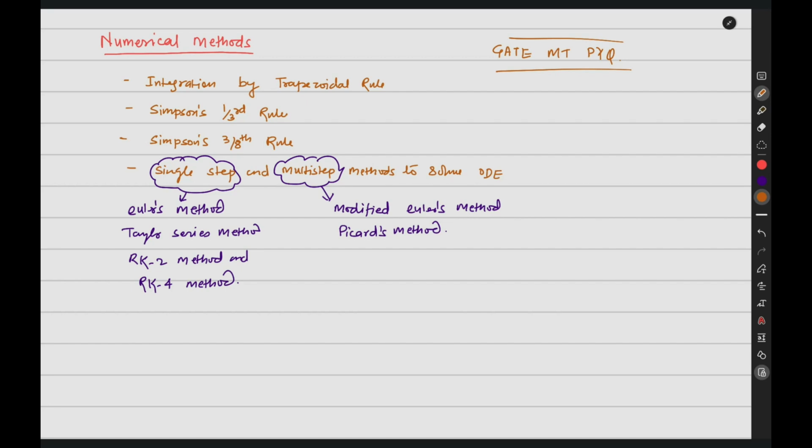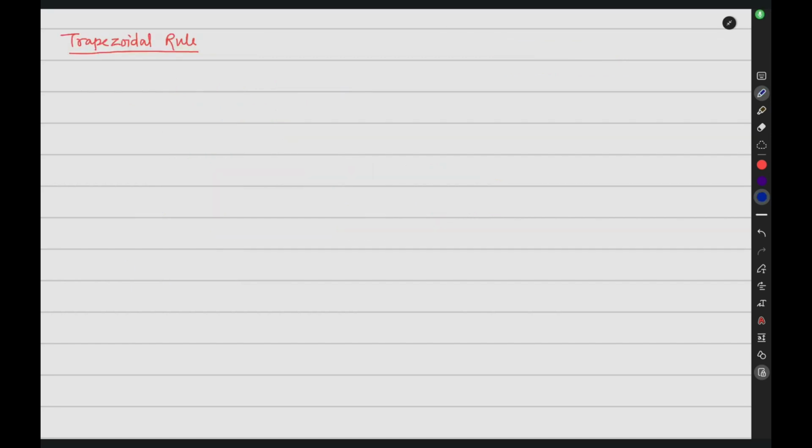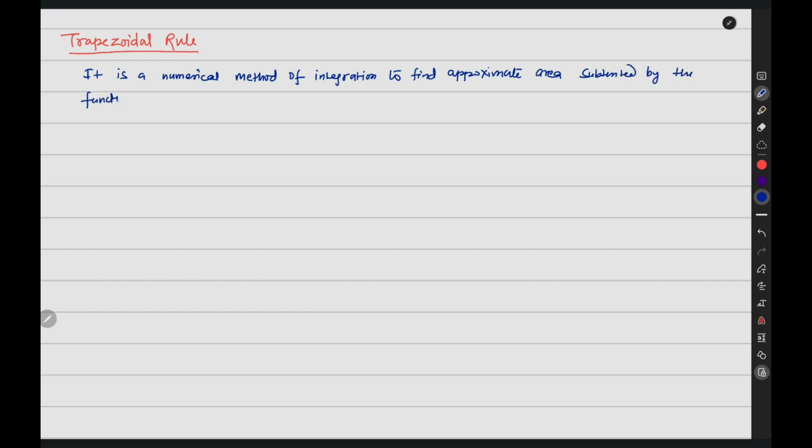First one is integration by trapezoidal rule. Trapezoidal rule is a numerical method of integration to find the approximate area subtended by the function between the interval.